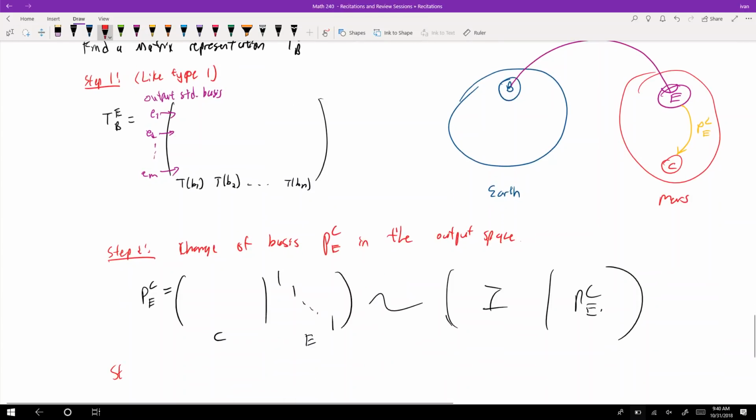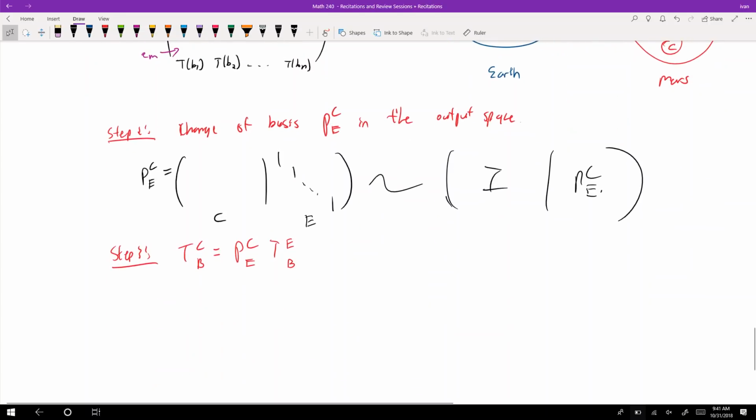All right, so step 3, to piece it all together, TBC is equal to PEC times TBE. So you just have to multiply them like this. And again, if you wrote it like this, it'll be easier to see. Right? So you go B to E, and then E to C.